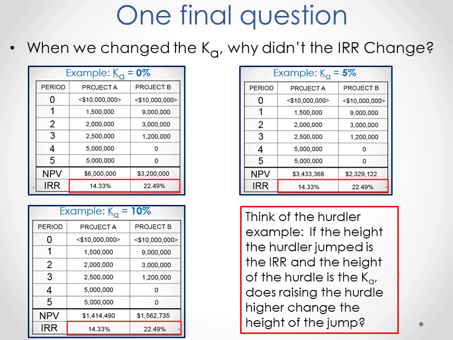You can make the hurdle above his feet, below his feet. You can take the hurdle away. You can say it has a 0 height. But the height that the jumper is jumping is always the same, and that's the internal rate of return. So it doesn't matter what the cost of capital does, the IRR for that project will always be the same.